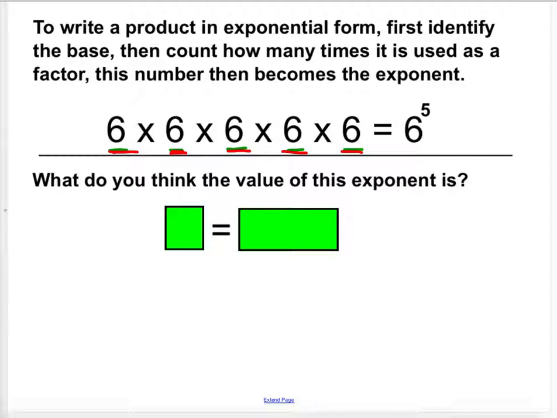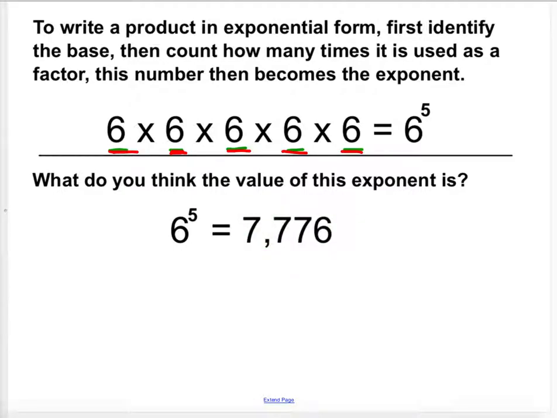What do you think the value of this exponent is? You can pause the video and try and figure it out yourself. Well, 6 to the 5th would be 7,776.